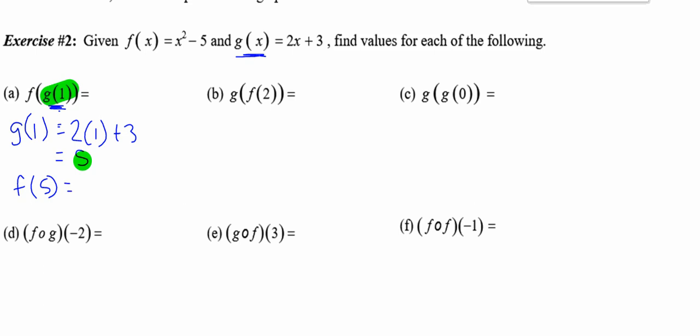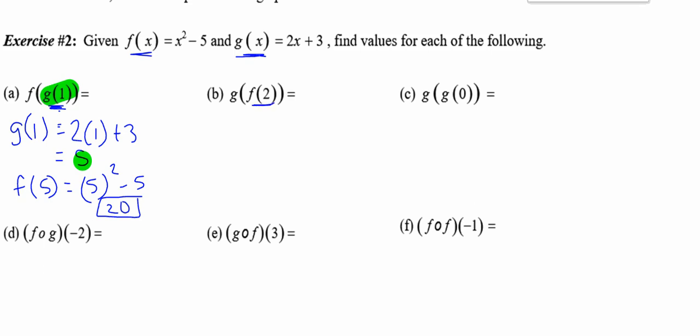And so remember, I have an f function, but I'm going to plug in 5 everywhere I see an x. So I have 5 squared minus 5. Well, I know 5 squared is 25. 25 minus 5 gives me the value of 20. So that is our final answer. Let's look at B.